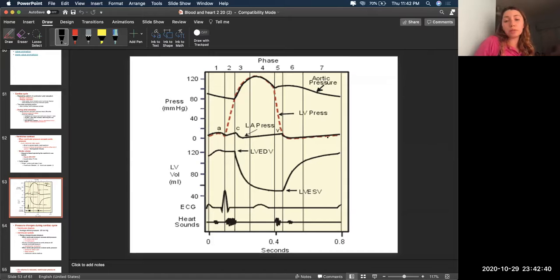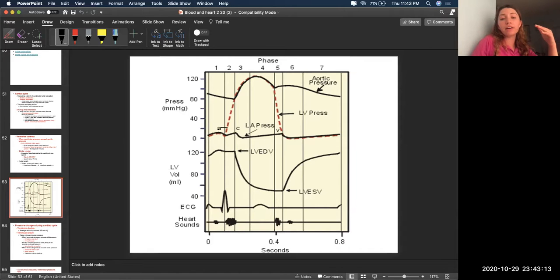Once they are pretty much filled and the SA node is firing and fires the first action potential, it depolarizes the area in the atria, and this will contract. Do you see how it goes up a little bit? Because it's showing contraction of the atria. After the atria are contracted, the pressure in the ventricles will go up.